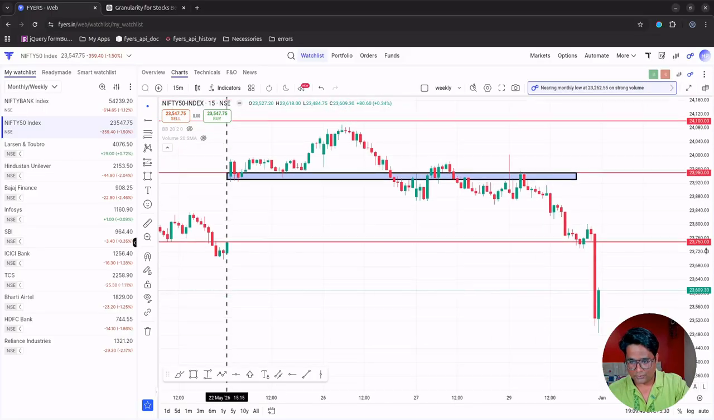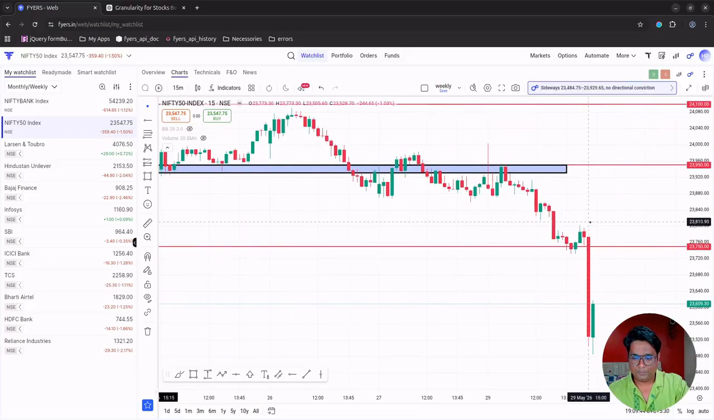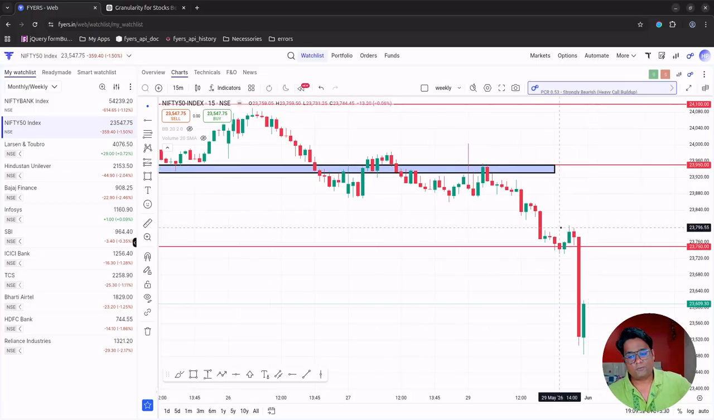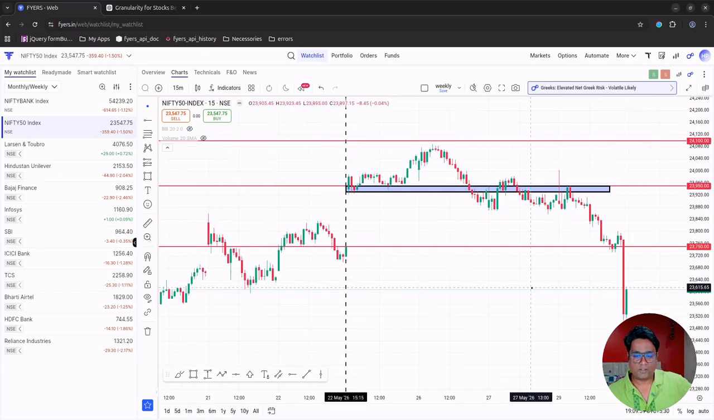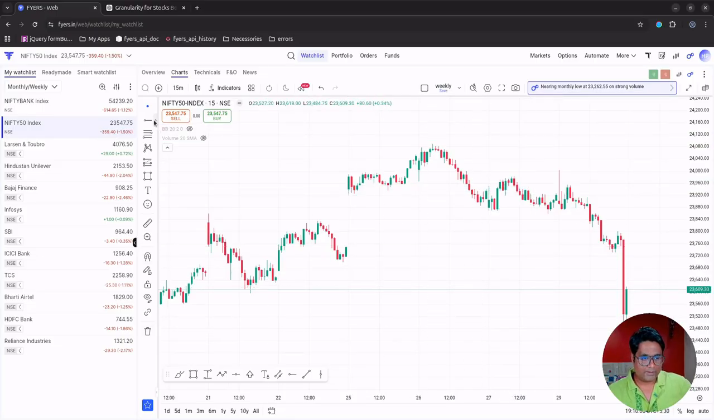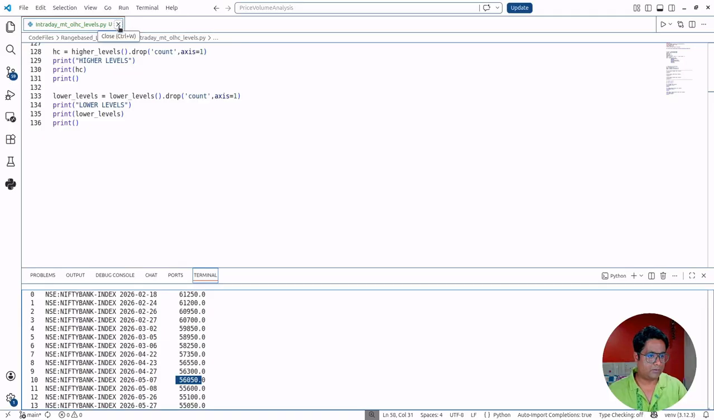I don't know about the news, but you might know some news must have come just before this 3 o'clock candle. That's why the market dropped. Otherwise it would have taken support at 23,750. So this is how the market performed weekly. Let me delete this and get the levels for the coming week.